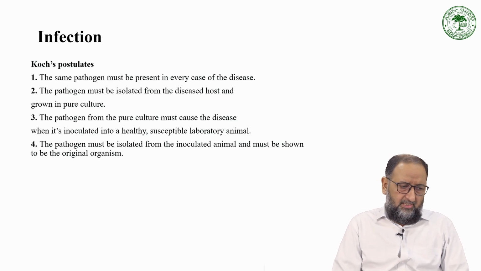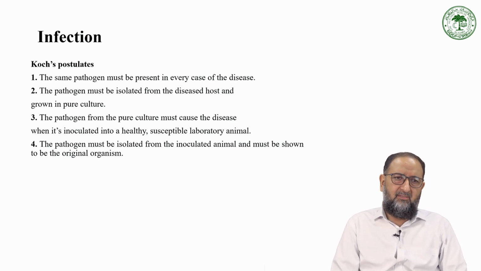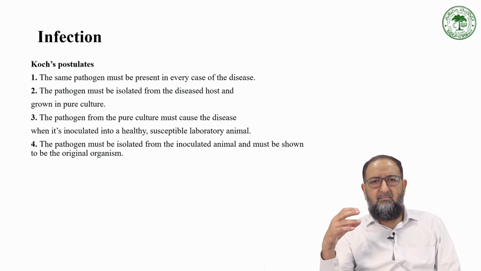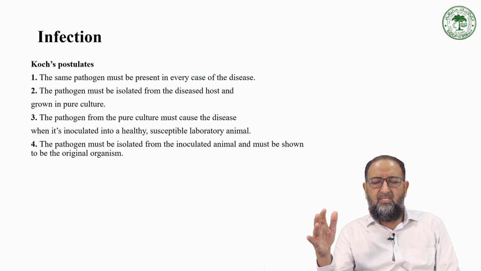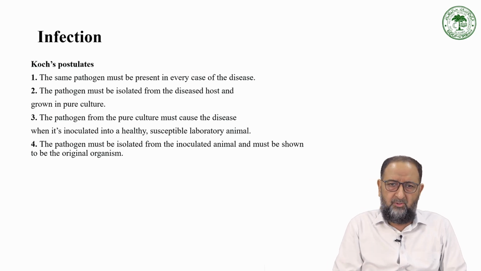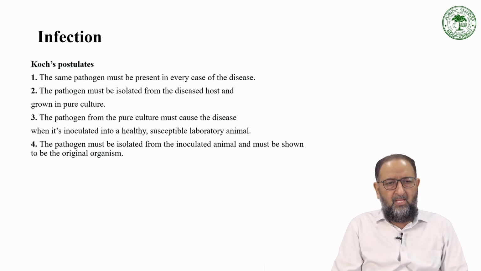Now, what is infection and how is host-parasite infection established? There are 4 major postulates defined by Robert Koch. The same pathogen must be present in every case of the disease. So, the same organism is present in every case of the disease. This is the first and foremost statement of Koch to establish infection.